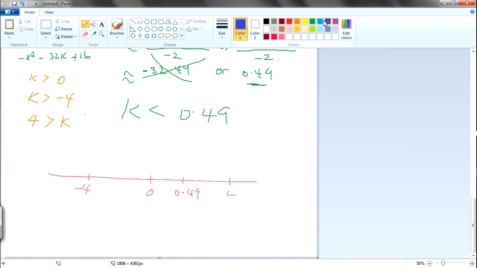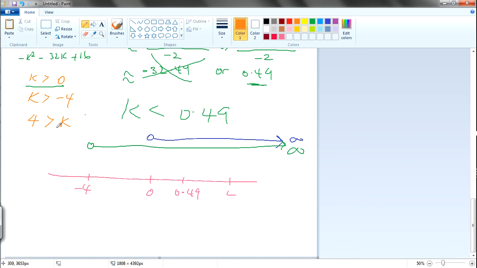So the same thing for k should be larger than 0. We have this value, we have this circle going into infinity. Here, k must be bigger than 0. And then k must be bigger than -4, so it's also going to infinity. And then k has to be smaller than 4. So this is actually 4. Okay, so k must be smaller than 4.